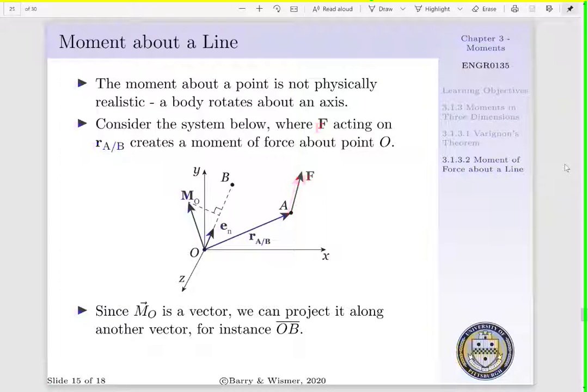Now, thus far we have defined a moment about a point. In reality, this is not realistic, for we can rotate about a point in an infinite number of directions. Realistically, a body is going to rotate about an axis. Now let's consider the following system where F is acting on RAB, and this is going to create a moment of force about point O.